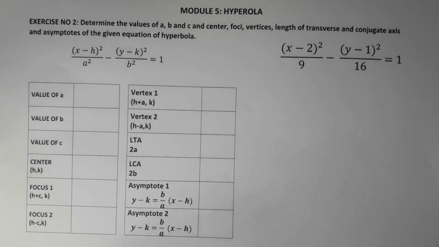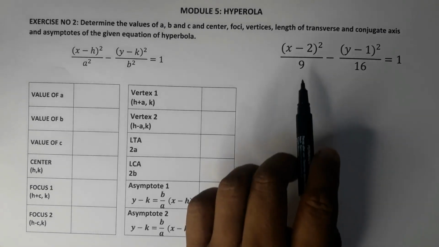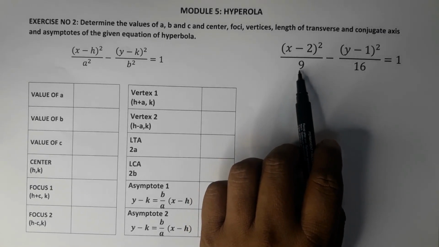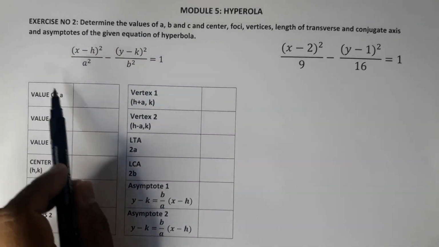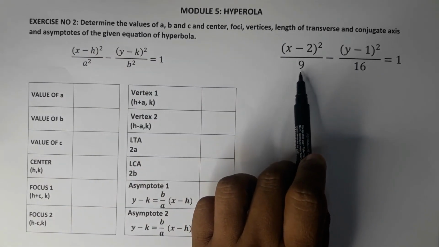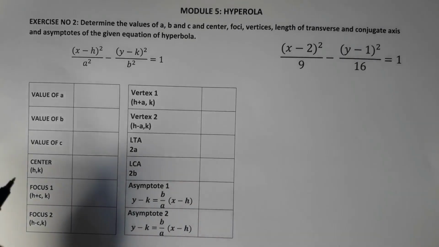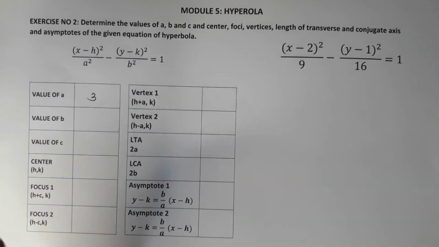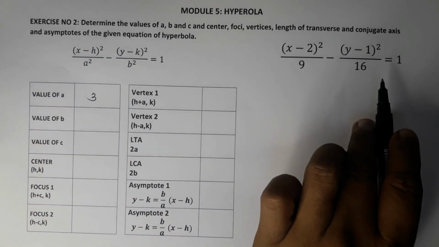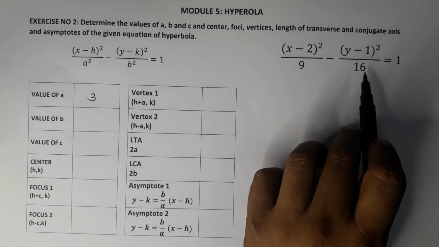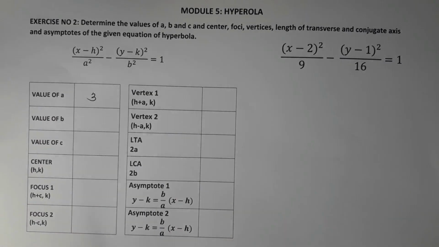Okay, so katulad ng ginawa natin kanina, this case now, so this will be our A based on the standard equation of the hyperbola. So the square root of 9 is 3. Okay, ganun lang siya ha. Next, for our B, the square root of 16 is 4.